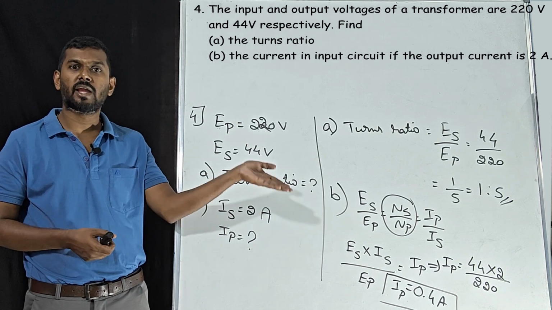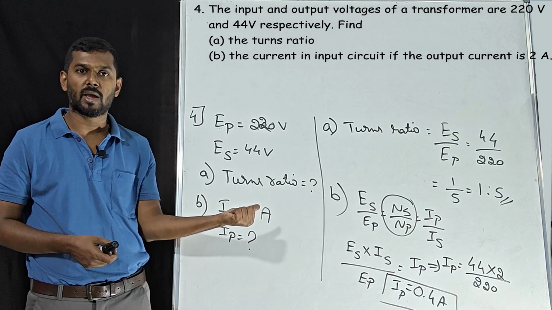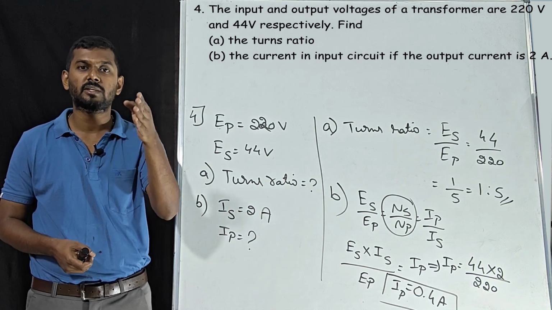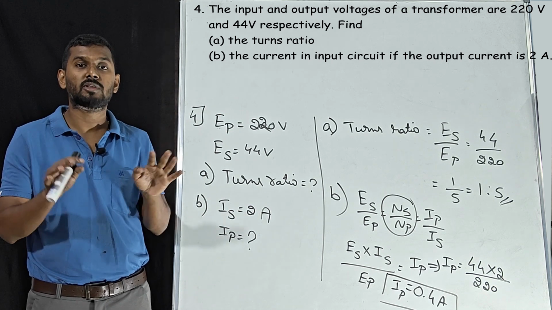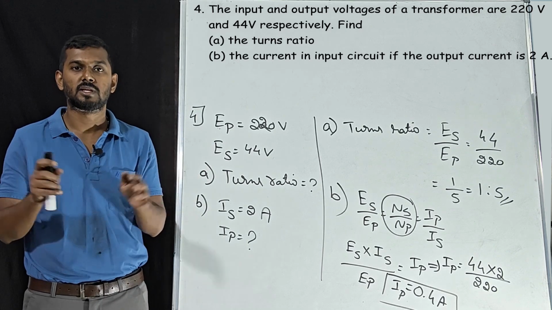If you know the logic, you can get the answer within 1 minute. For any question in electromagnetism, you can get the complete 3 to 4 marks within 1 minute if you have the complete knowledge, if you have learned all these things.